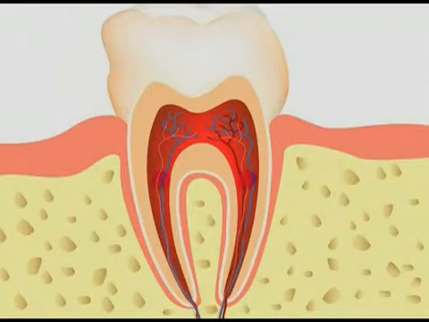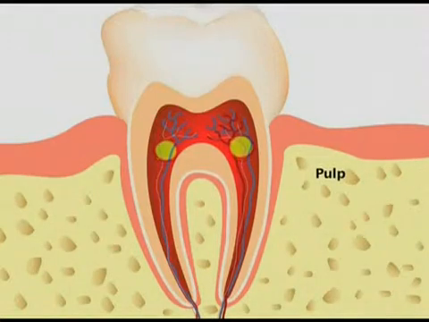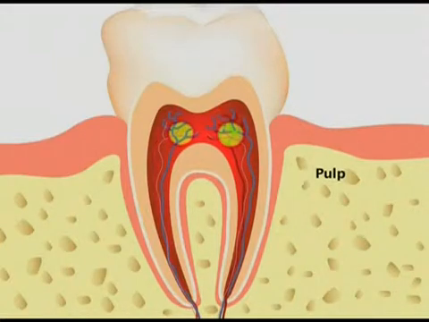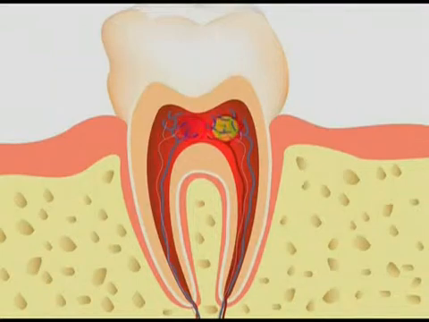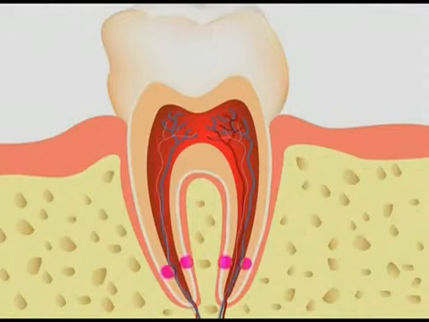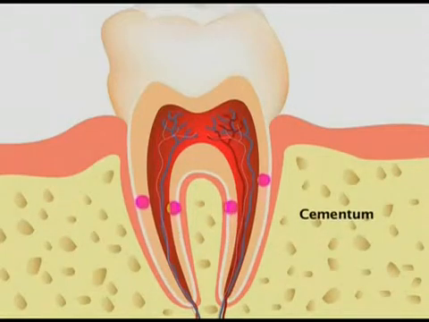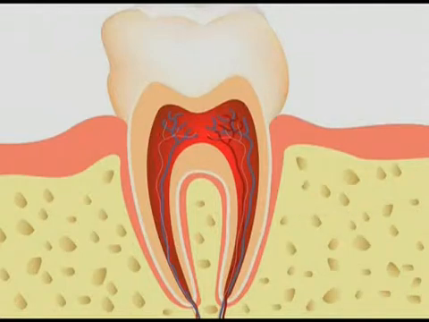Below the dentin is the pulp. Pulp is the cavity inside the tooth, and it's filled with connective tissue, nerve fibers, and blood vessels. Apart from these three layers of a tooth, there is also another layer called cementum. This cementum is a bony substance which lines the tooth and holds it in place.